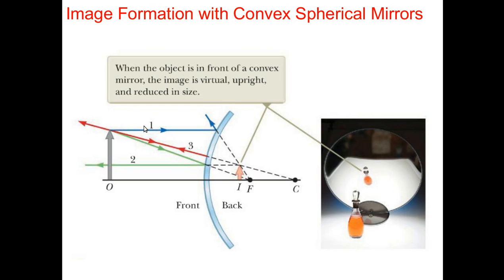So these rays don't converge on this side like a concave mirror, but they appear to be converging inside the mirror. The rays aren't actually converging, but they appear to be intersecting here, and that's where our image is formed. So it's virtual because the rays aren't actually converging, but it's upright. It's not upside down. The rays converge above this axis, so it's upright, and it's smaller.